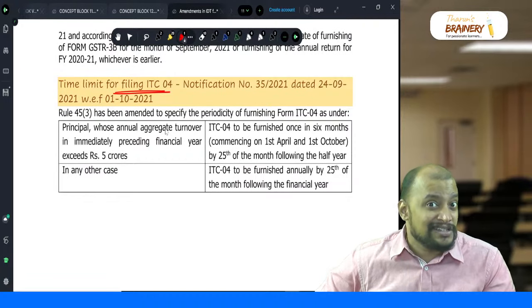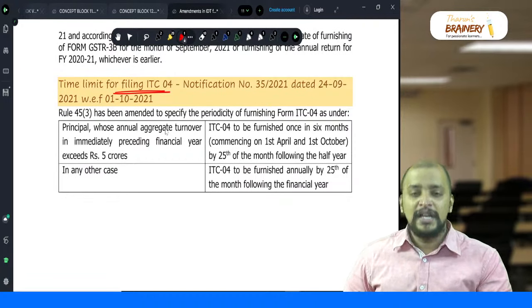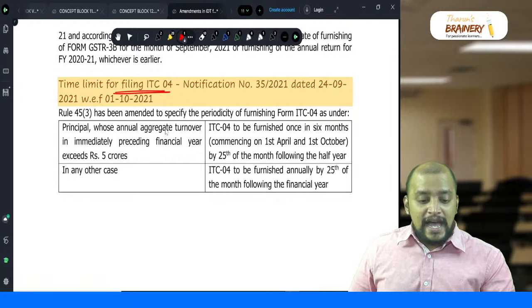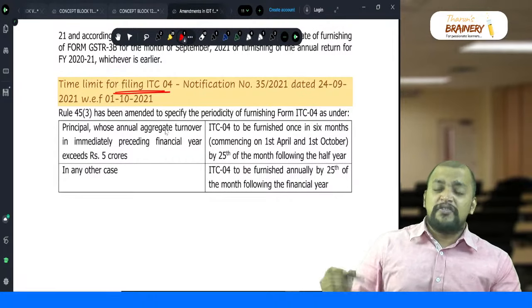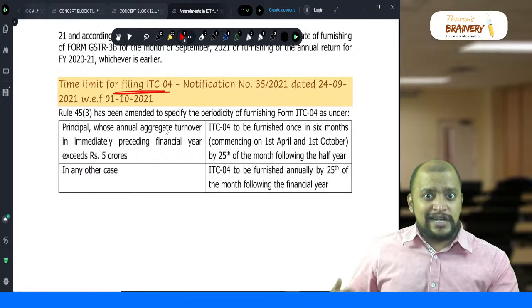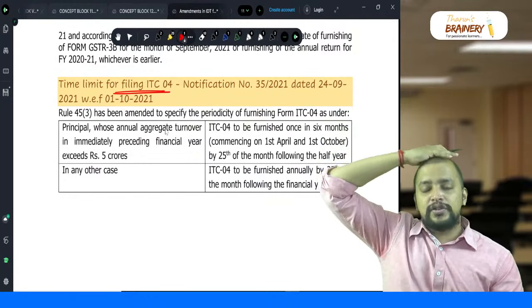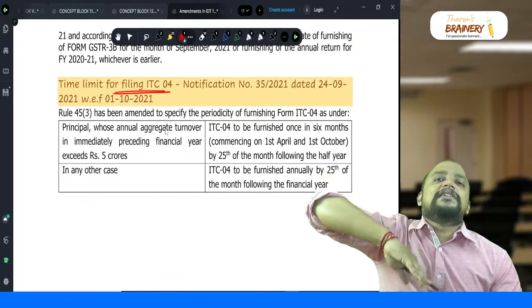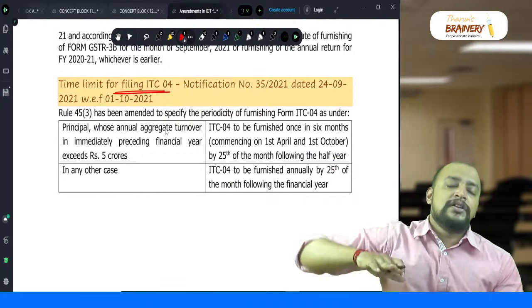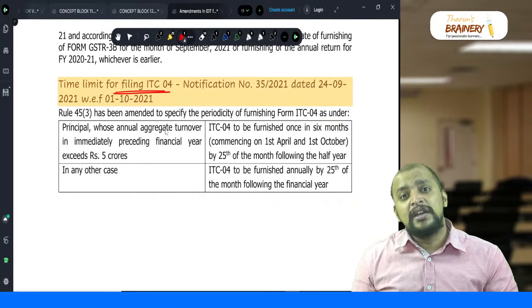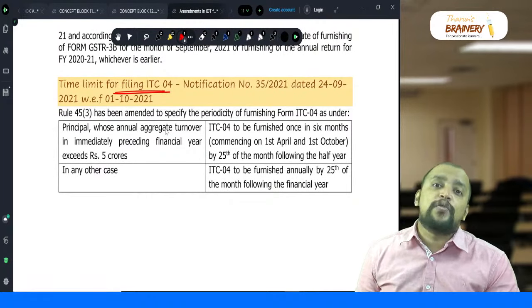Like that, one point is there now. So by that time they need to do this. Understood or not? And so whether they brought the goods or not, etc. If it is not brought back, it is deemed as supplied. So for that they need to file a statement. That statement is ITC 04, form GST ITC 04. It was filed previously by 25th of the month following every quarter.